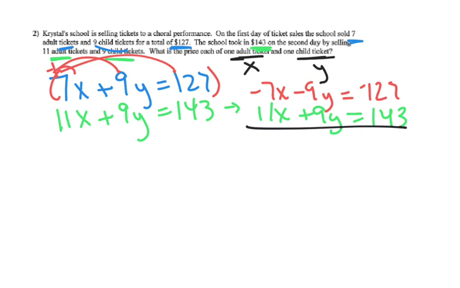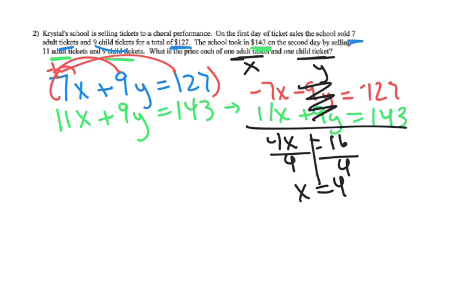So negative 7 plus 11 will give us 4X. Negative 9Y plus 9Y, this is going to cancel. And negative 127 plus 143 is 16. So we'll solve that. We'll divide by 4. And X equals 4. So X was the cost of an adult ticket. So $4 for the adult. That's what that stands for.